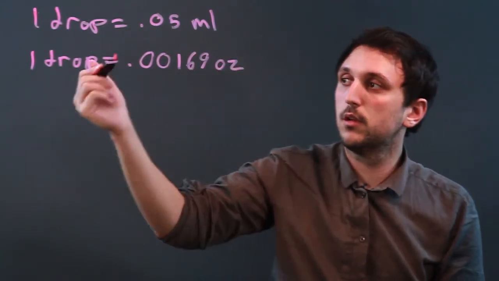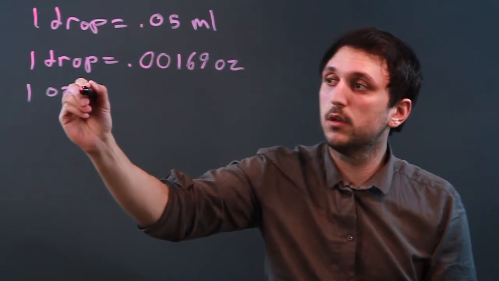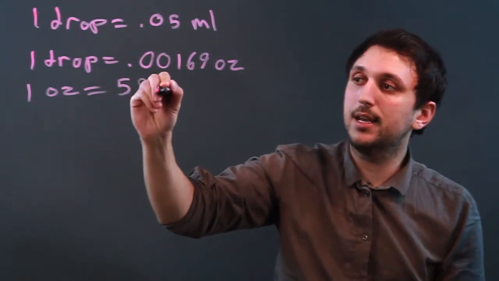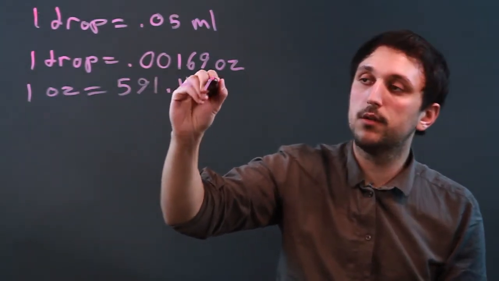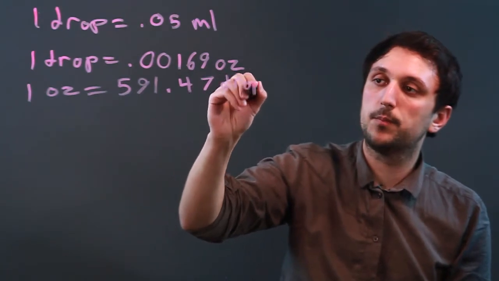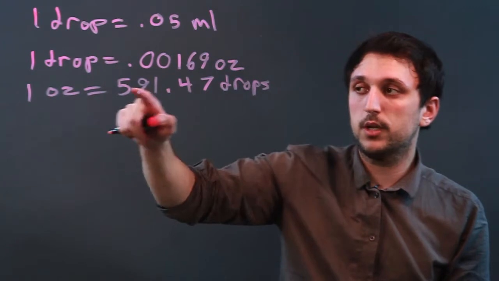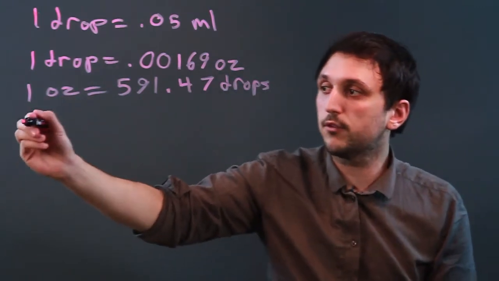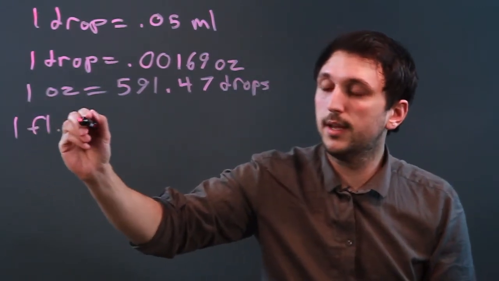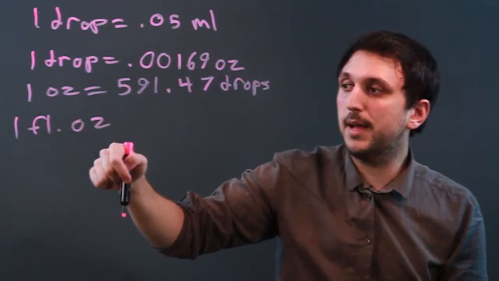0.00169 ounces, and 1 ounce equals 591.47 drops. Now, if you're dealing with fluid ounces, you want to think about it this way. We have to actually say 1 fluid ounce, otherwise we're talking about mass.